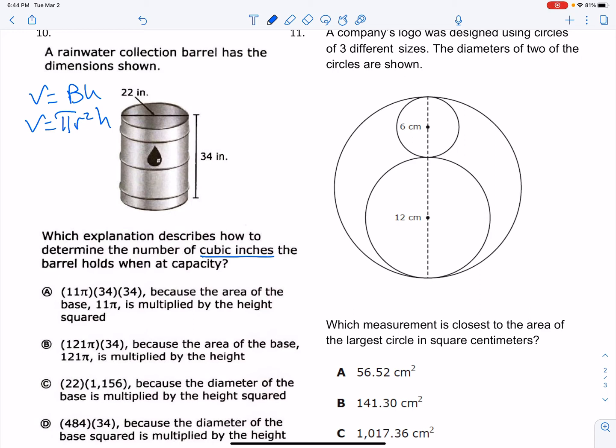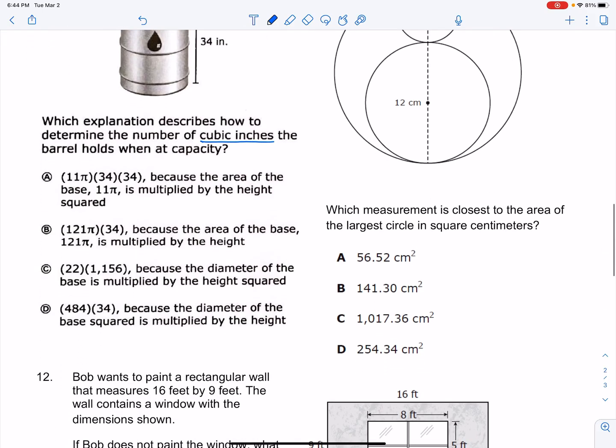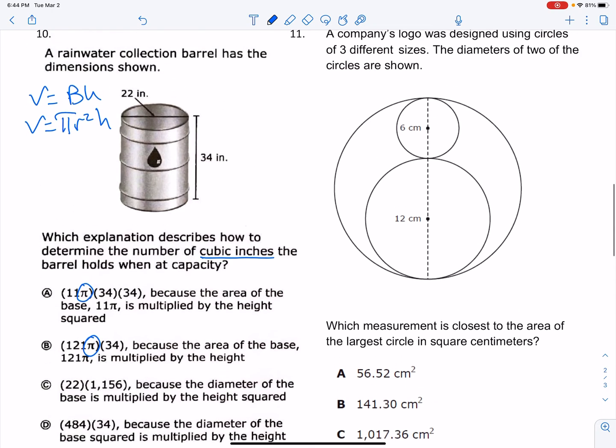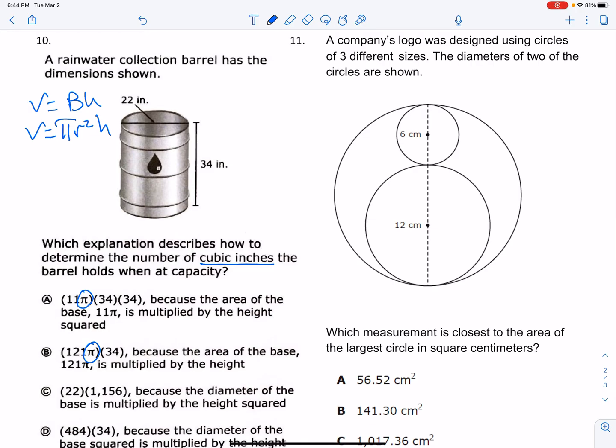Now I want you to notice something in your answers. Notice in this answer they have pi left there. If they have pi left in your answer, that means we don't plug in 3.14, so you just leave it alone. So the way we would do this then is volume is equal to pi times r squared.